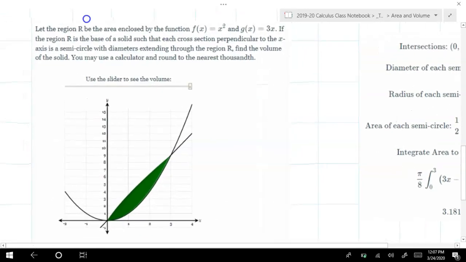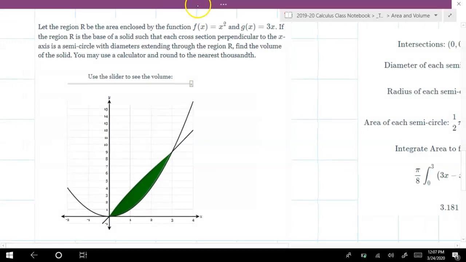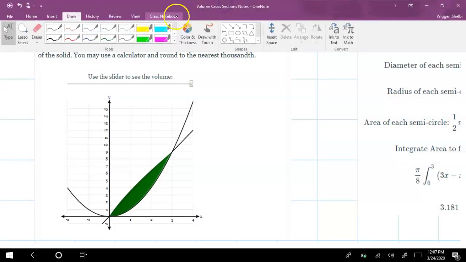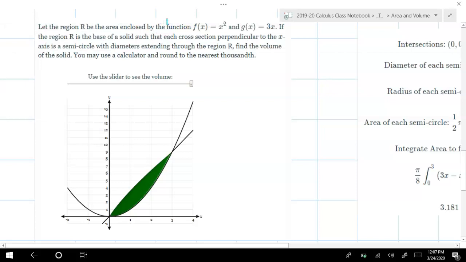And one more. Let R be the region with area enclosed by f of x and g of x. If region R is the base of the solid such that each cross-section perpendicular to the x-axis is a semicircle, the diameter is going through R. Okay, a semicircle this time. A semicircle is a half circle. And the diameter, which is the length all the way across, extends through region R.